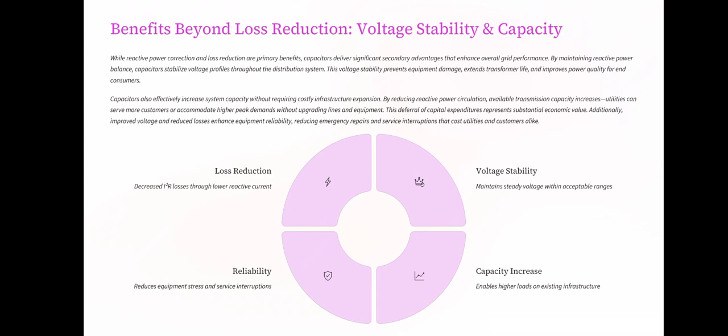Benefits beyond loss reduction: voltage stability and capacity. While reactive power correction and loss reduction are primary benefits, capacitors deliver significant secondary advantages that enhance overall grid performance. By maintaining reactive power balance, capacitors stabilize voltage profiles throughout the distribution system. This voltage stability prevents equipment damage, extends transformer life, and improves power quality for end consumers.